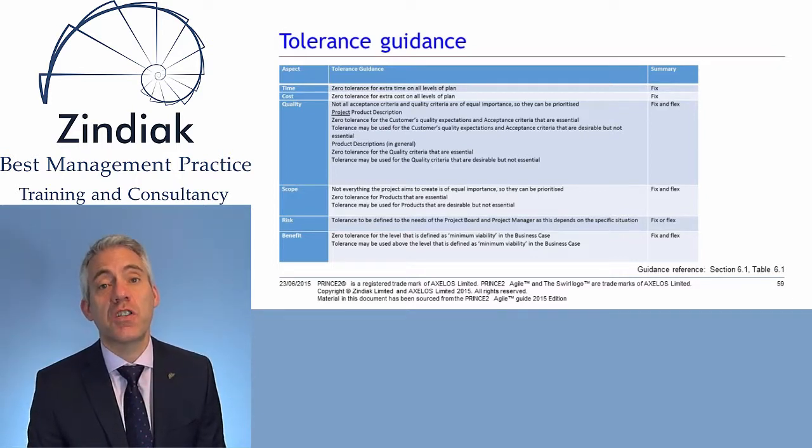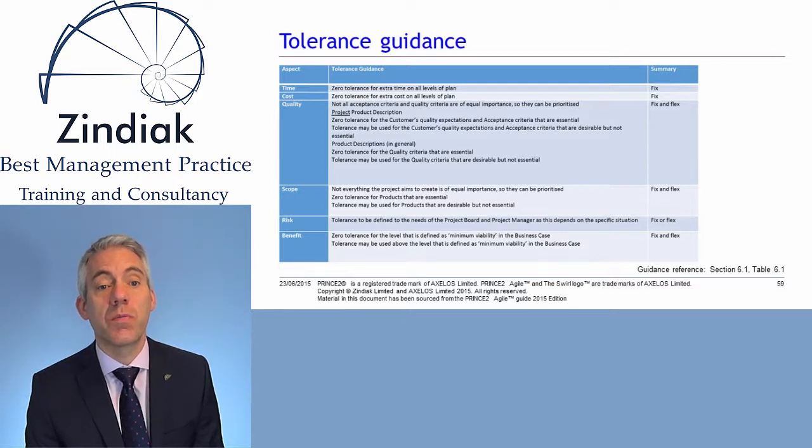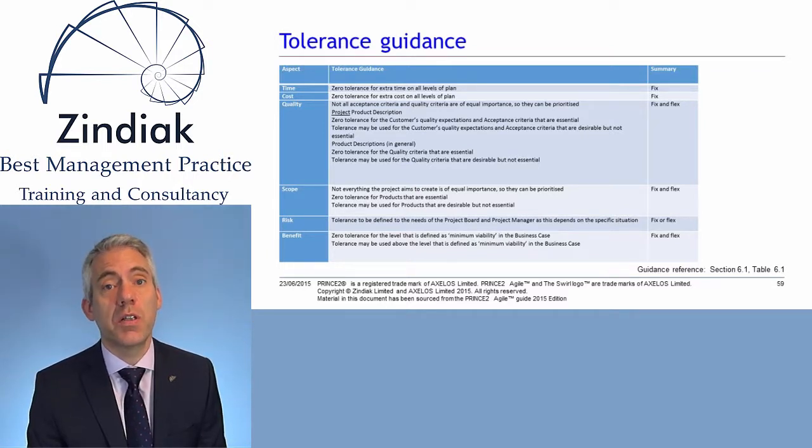And I think that's fairly common for any PRINCE2 project really, Agile or otherwise. And in a similar way for scope, we can differentiate between products that are essential and products that are desirable. And we can use the work breakdown structure to identify these. And we can flex on those desirable products. And again, that's quite common on all PRINCE2 projects, not just Agile projects. With regard to risk, PRINCE2 Agile doesn't really provide any guidance beyond standard PRINCE2. It's simply saying here that it's as required by the project board and the project manager.